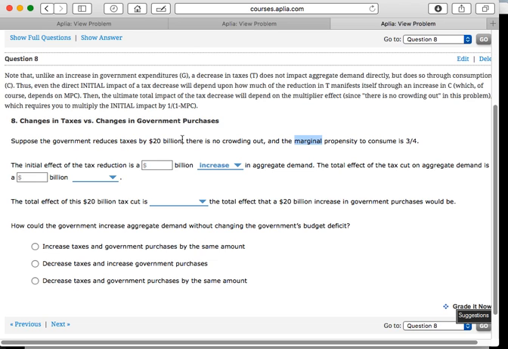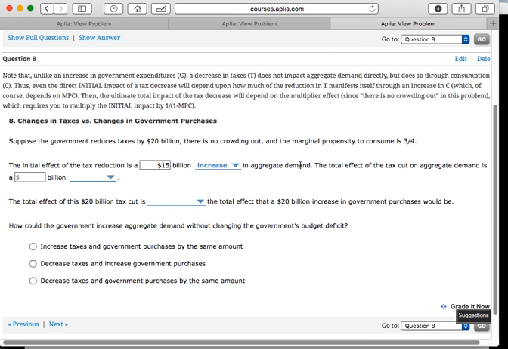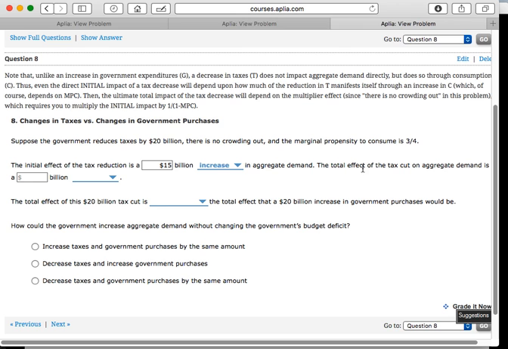How much is it going to increase consumption? Well, consumers have $20 billion more of income than they had before. How much do they spend? Well, they spend 3/4 of it, right? That's the marginal propensity to consume. So 3/4 of 20 billion is, of course, 15 billion. And so the answer to that first part is a $15 billion increase in aggregate demand. All right, so the initial shift, right?